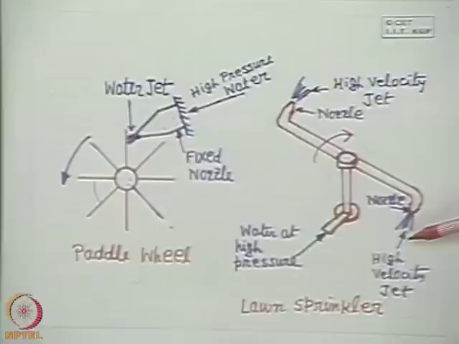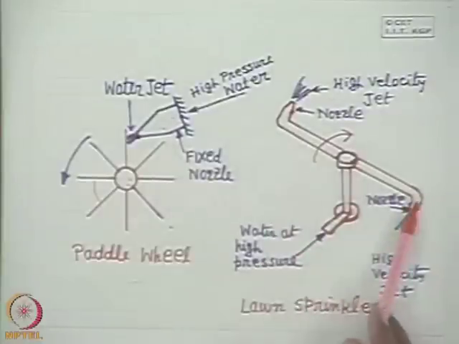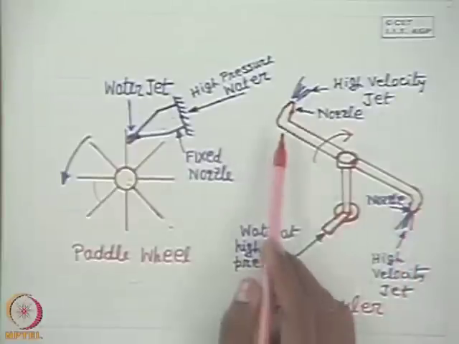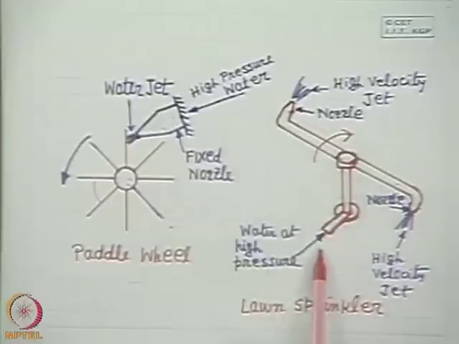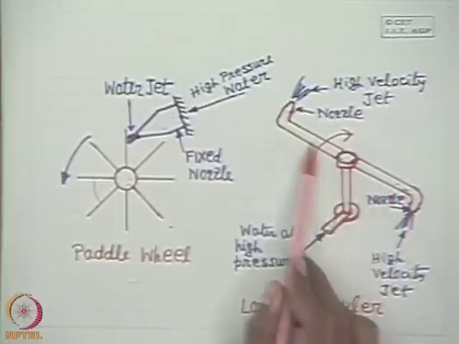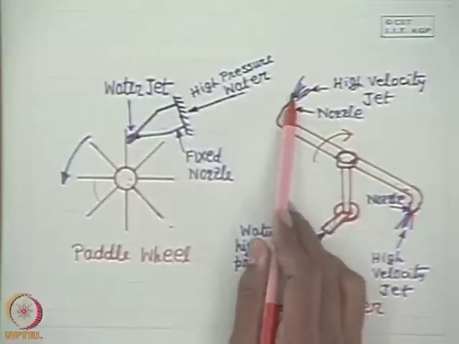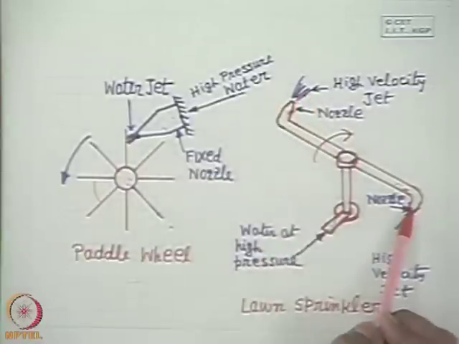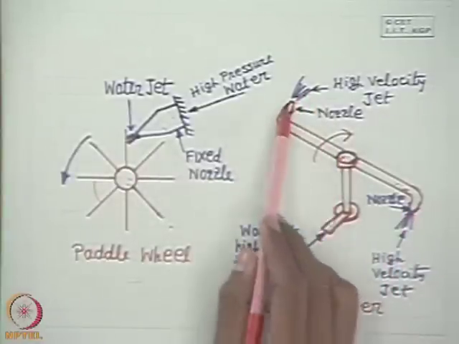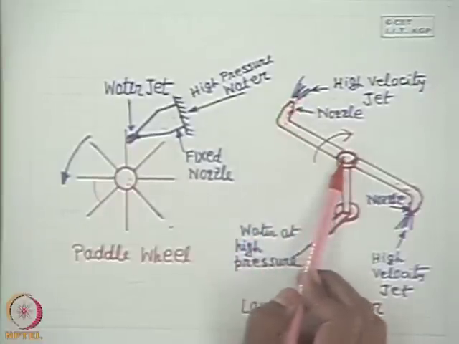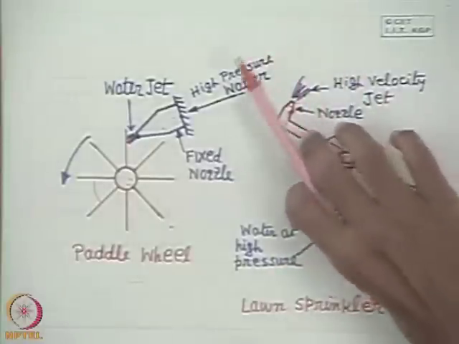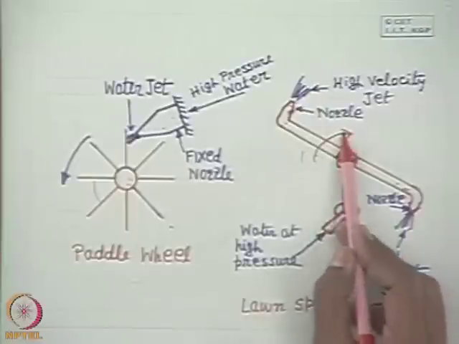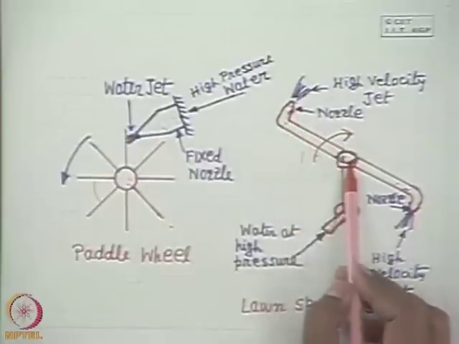Now next you see another very interesting example, an example of a reaction machine: a lawn sprinkler. What is a lawn sprinkler? Probably you know that it has two nozzles mounted on two arms of a rotating device. If you make it free, and water at high pressure enters the system and flows through these two arms, which are two pipes, and comes out from the two nozzles as a high velocity jet, then due to the change in angular momentum, taking the moment about this axis, it gives a turning moment for which it rotates. So if you make it free, it will rotate.